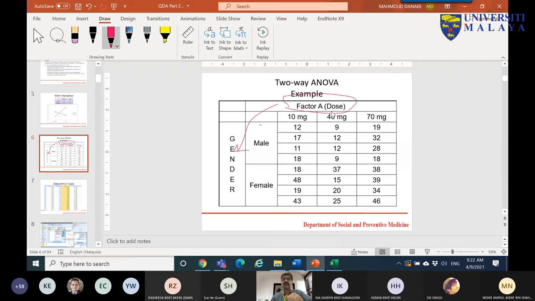But if this drug has different impact or behavior among male compared to the female, then maybe you come up with two instructions. Instruction for male and instruction for the female. So it means gender is another contributing factor on the outcomes, which has interaction with the dose.